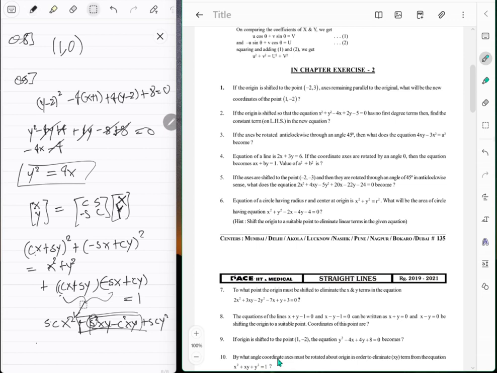Okay, what will this turn out to be? Negative sine cosine x squared plus sine cosine y squared, plus cosine squared xy minus sine squared xy. So the only way for this xy term to be gone is if you have cosine squared equal to sine squared. Right. Oh, that's actually really nice.